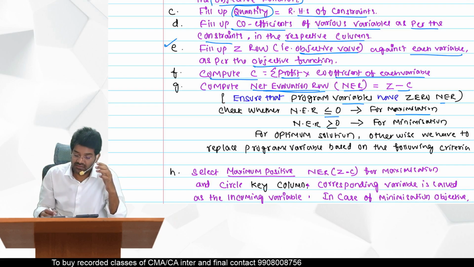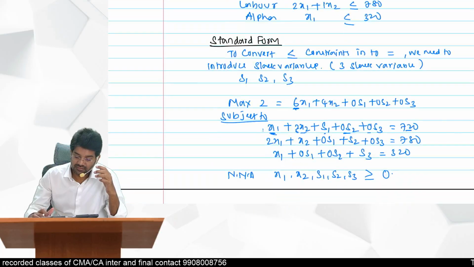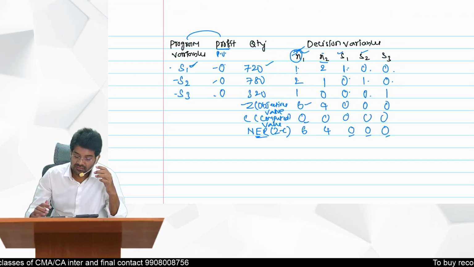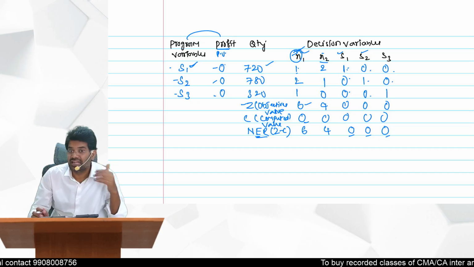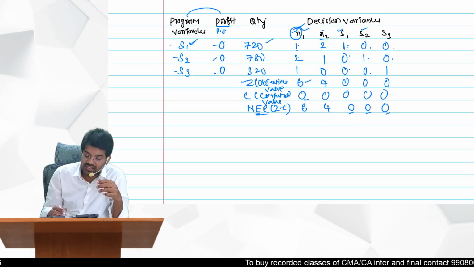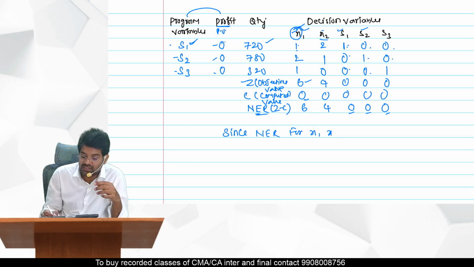If you see here, in your solution, for S1, S2, S3 it is 0, but for x1, x2 it is greater than 0, it is not less than or equal to 0. So that means the solution is not optimal. Since NER for x1, x2 is greater than 0, the solution is not optimal.